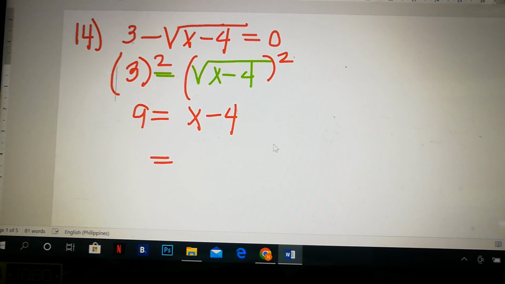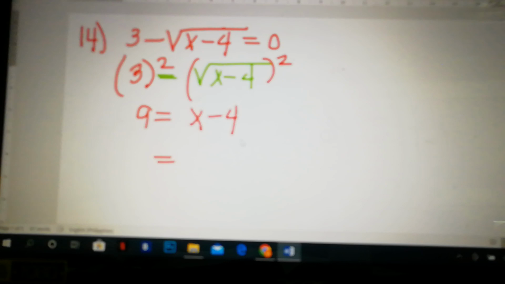Transpose the negative 4 to the other side of the equation. The negative 4 becomes positive. So that is now 9 plus 4 equal to x. So x is equal to 9 plus 4, which is 13.